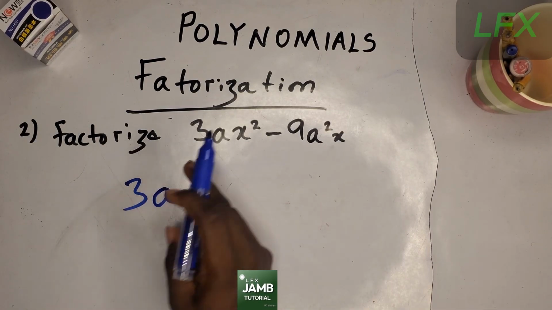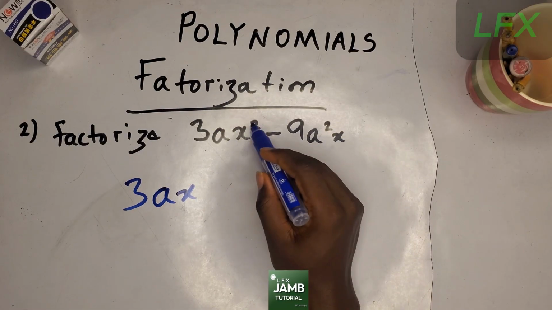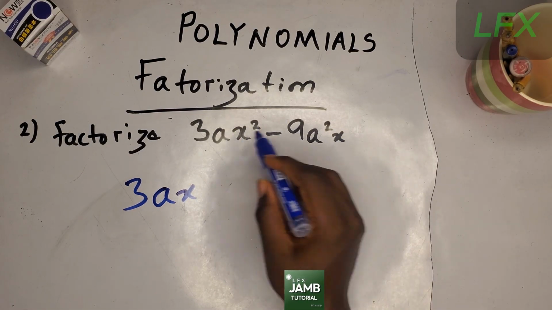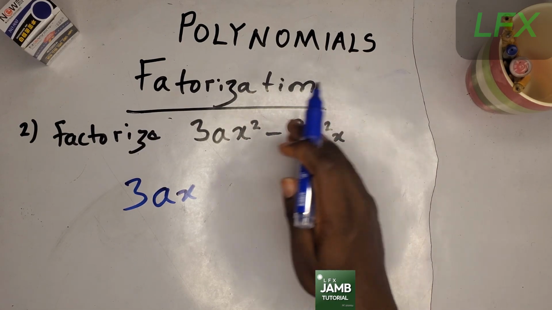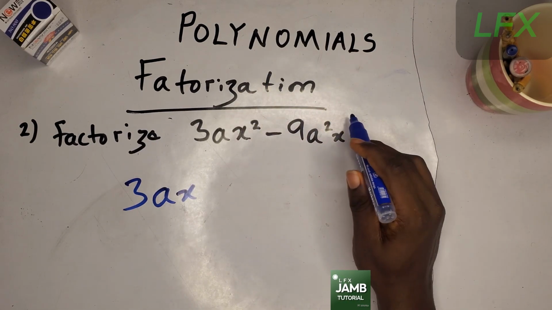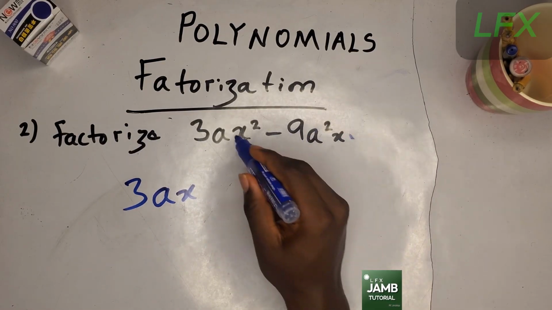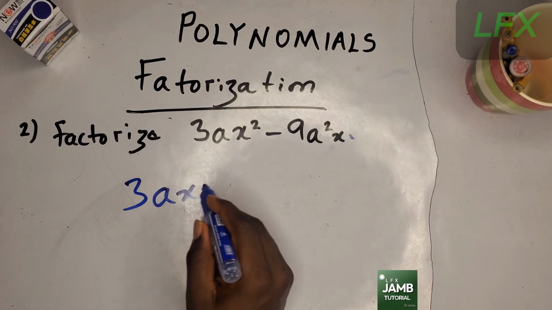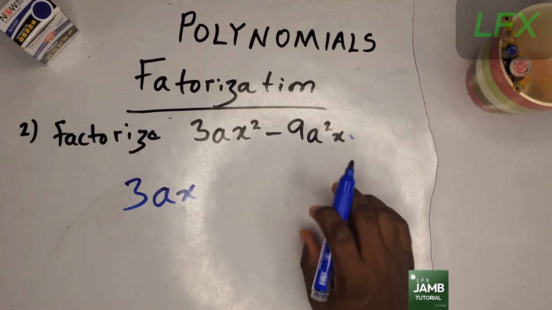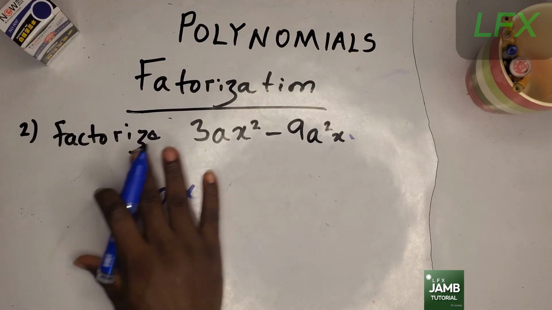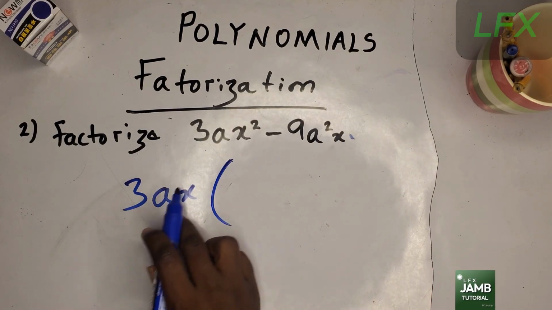So a can go, not a squared, because we don't have a squared in both. Not x squared, because we don't have x squared in both. So x will go here once, and if we had x squared in both, we would have put x squared. If we had a squared in both, we would have put a squared. If we had 9 in both, we would have put 9. So the highest common factor that could go in these terms is just 3ax. And let's divide it.